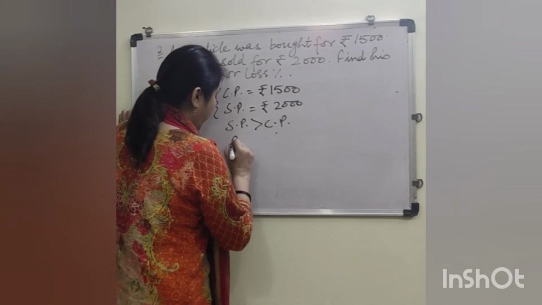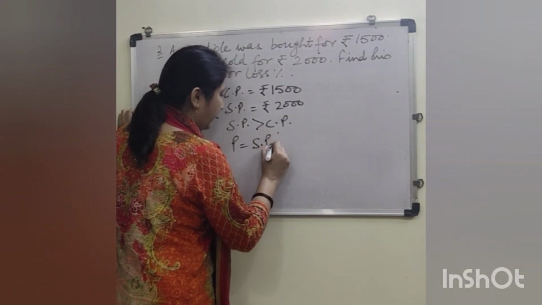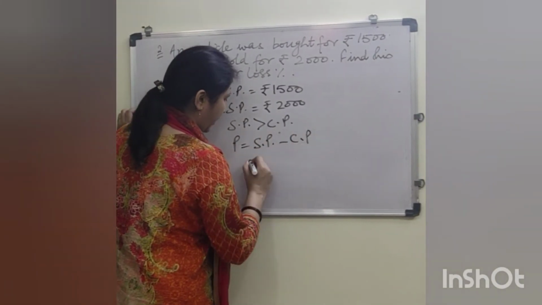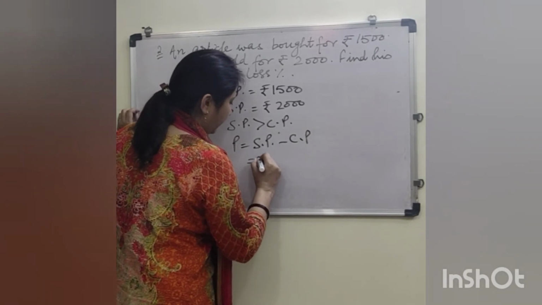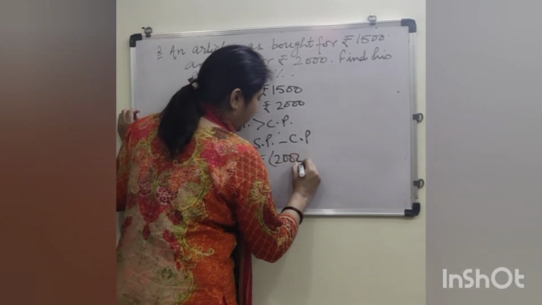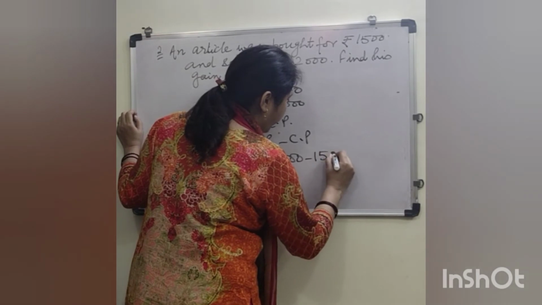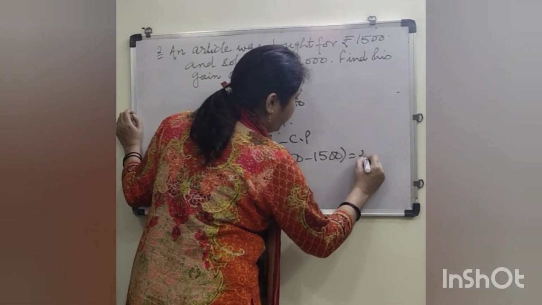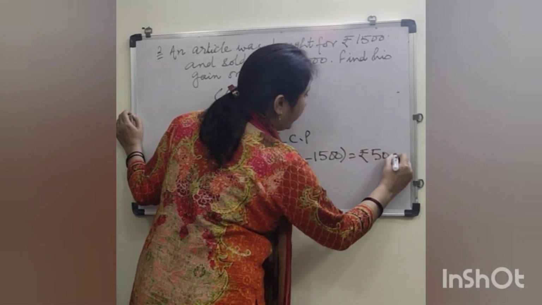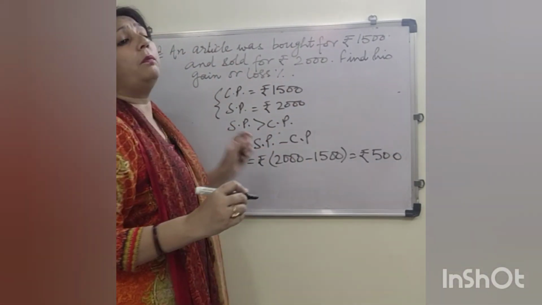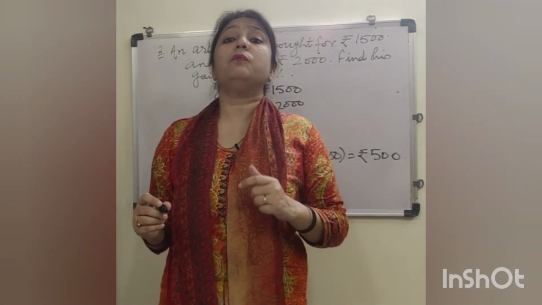So profit is equals to SP minus CP. How much you have gained? That is rupees 2,000 minus 1,500. How much it is? Rupees 500. Your profit is actually rupees 500.